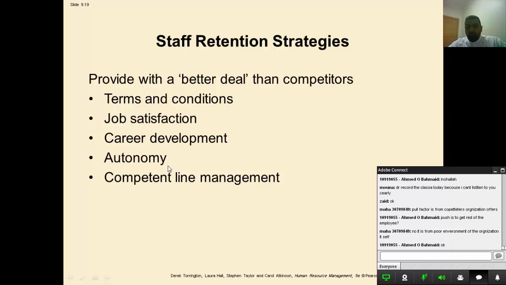This is what we call autonomy. Autonomy means give them the power to do their tasks. The companies must not centralize everything. They must decentralize some of the work, so that the employee feels confident, and he has power in doing his job. Okay, and the management, because the management is one of the most important reasons for leaving the job. So the companies must enhance the line management, must enhance their skills and their attitudes with their employees.